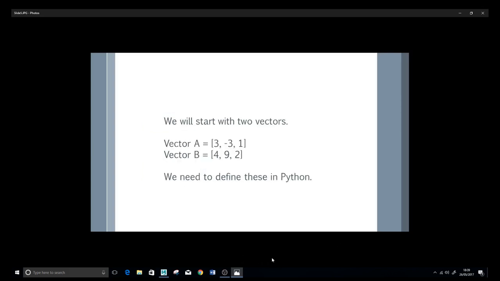And today we're going to start with 2 vectors, vector A and vector B, and we can see the coordinates here. We're going to define those in Python. So let's take a look at Maya.